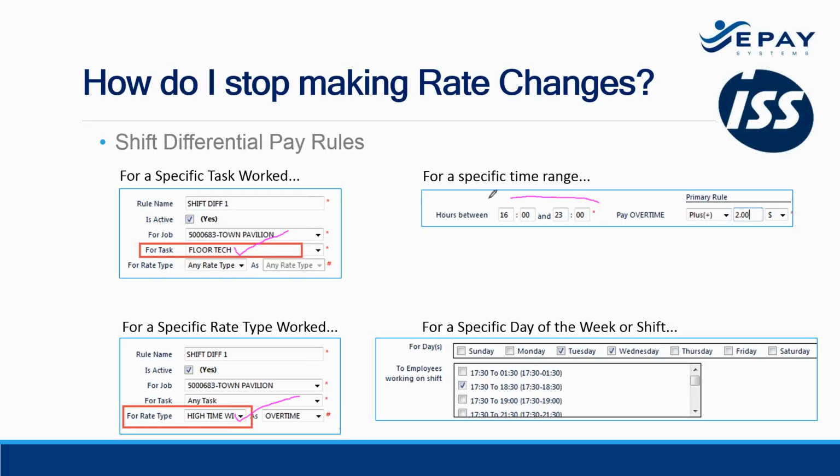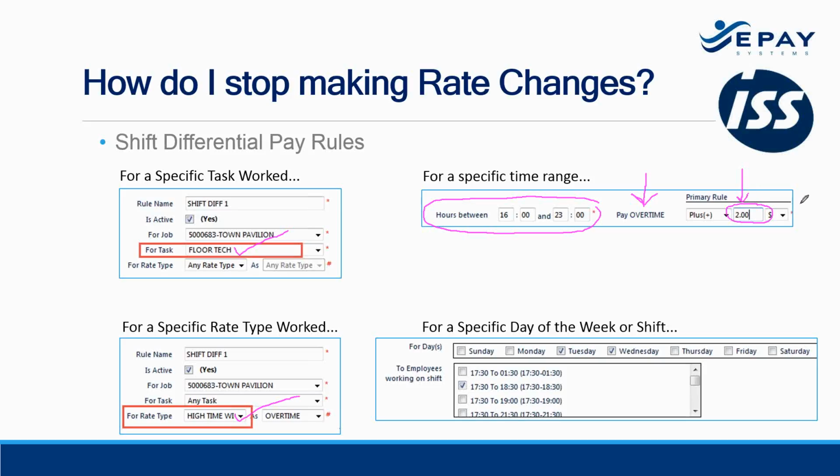Like I said earlier, based on a time range, top right there. If the employee works within that time frame during that day, then it automatically will, in this case, I have the rule example saying it's going to pay them overtime, and it's also going to tack on an additional $2 an hour. So there's a couple things we can do from that perspective as well.